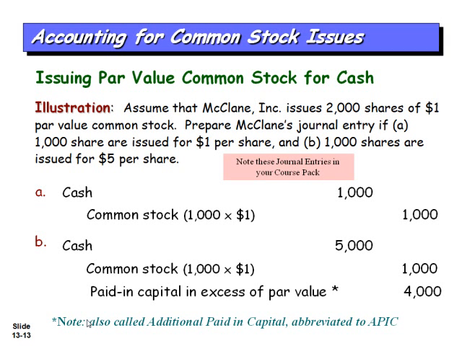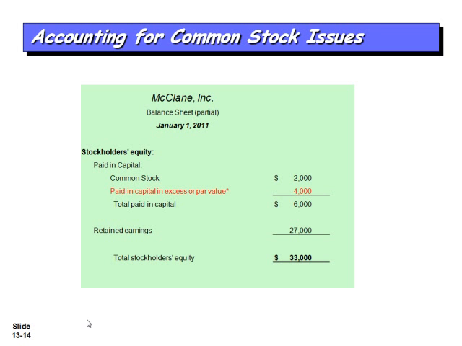And yes, this is an account. It's a very long title, but it is an account. In practice, this account is also called additional paid-in capital, and in practice, it's abbreviated to APIC. So after these two offerings were made, you have $2,000 in the common stock account, $4,000 in the paid-in capital in excess of par value account, and I just put in a number for retained earnings. So you have the two areas, paid-in capital and retained earnings, for total stockholders' equity of $33,000.